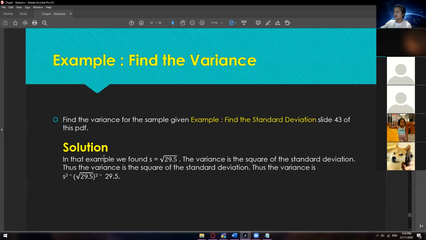So here's the solution. From the variance itself, we have 5 point something. Just square that one. The square root and the square will cancel: 29.5. So as simple as it is. The variance is the easiest part when it comes to calculating the measures of dispersion. But of course, if you have an incorrect standard deviation, you will also get an incorrect answer in the variance.